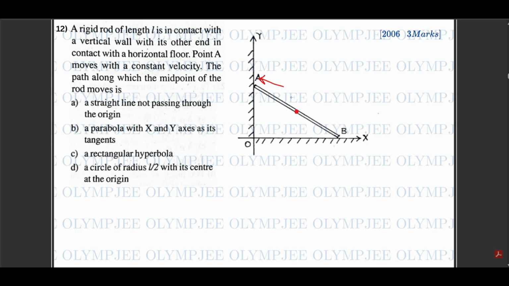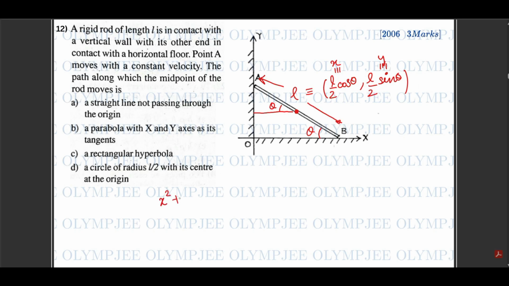We are given that this length is L. If we assume this angle as theta, so this angle will also be theta. So by this logic, the x coordinate will be L by 2 cos theta and y coordinate will be L by 2 sin theta. So we need to relate x and y. So basically we need to find the locus, and in cases where we have cos and sine, we usually square and add them to remove the cos and sine terms, so that we remove the theta variable.